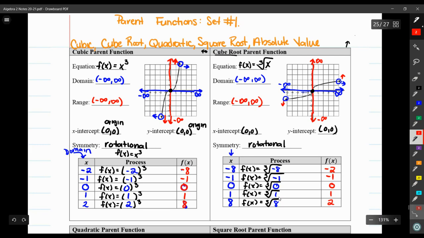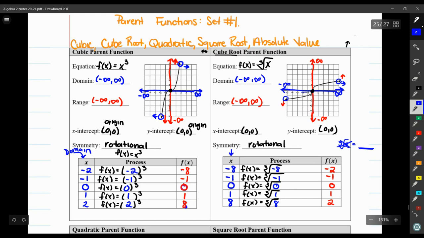And this is the table for the cube root parent function. You do not have to memorize this. These are numbers that you can choose yourself. I can choose any number I want. I could have technically chosen a 2. But if I try to take the cube root of 2, you end up with a decimal, and decimals are not easy to plot on a grid, which is why I didn't choose 2 as an input value. So just be mindful of the numbers you're choosing.